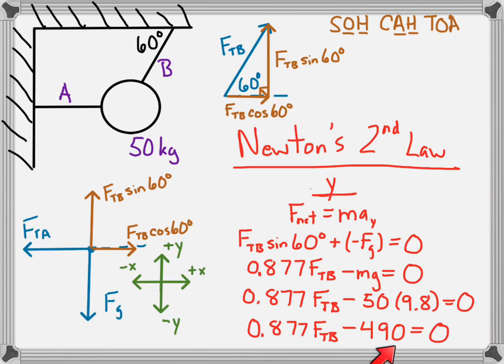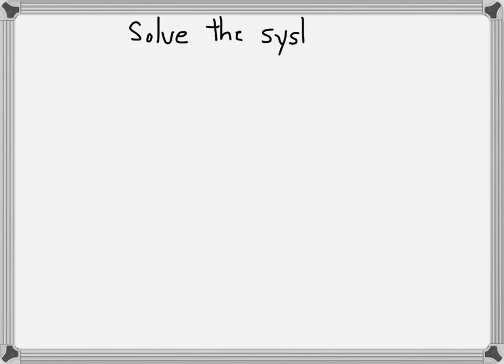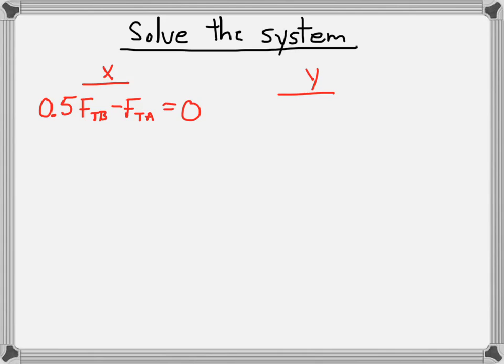I could finish this off, but I'm going to do that in the next step. So the final step is to solve the system of equations. And just to show you I have a system of equations, let's take the last equation we had in each of the two directions. In the x direction, we finished off with this equation right here. In the y direction, we finished off with this equation. I have two equations, two unknowns, but I notice that this equation over here has two unknowns. This equation only has one unknown.